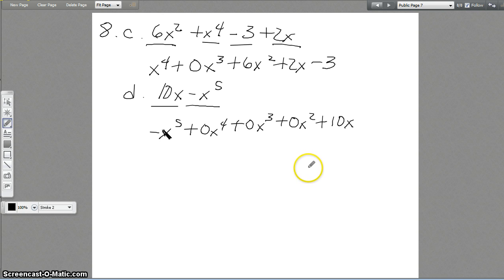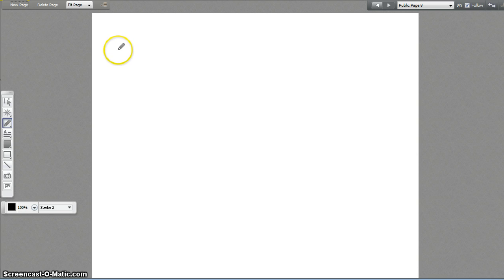So that is how you write the terms in descending order with the missing terms filled in. So this was number 8, which is just like number 15 that I assigned for homework. And the reason that you're required to do this is because in the next problem, you need to use this.